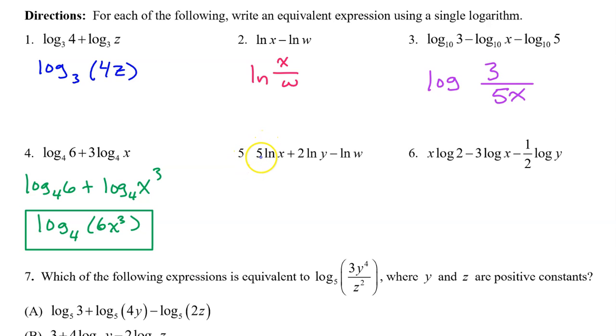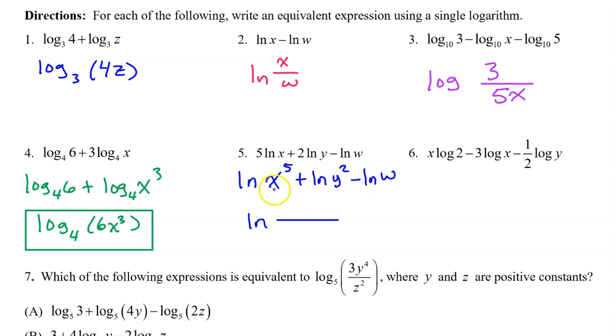On number 5, the 5 and the 2 in front need to be moved to the exponent of the x and the exponent of the y before we get started. So we have the natural log of x to the 5th power plus the natural log of y squared minus the natural log of w. Now we can combine all 3 terms into a single log by realizing that the 3 terms will become 3 factors inside this quotient. I know it'll be a quotient because I do see a minus sign right here.